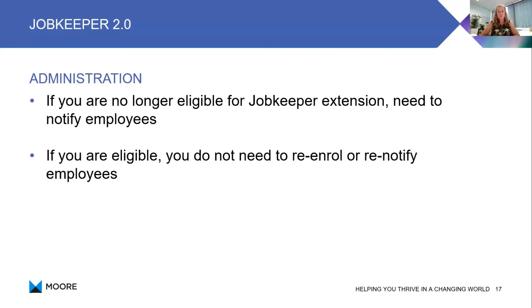Okay, if you're no longer eligible for the JobKeeper extension at any stage, you'll need to notify your employees, because you're going to be coming in and out of the system potentially. There are going to be some notification requirements, and we'll firm those up as we get more information released from the ATO. If you are eligible and you're already in JobKeeper, you do not need to re-enroll or re-notify employees. When you first came into JobKeeper, you would have gone through an awful lot of employee forms and nomination notices and things like that. You won't need to do that again, okay?